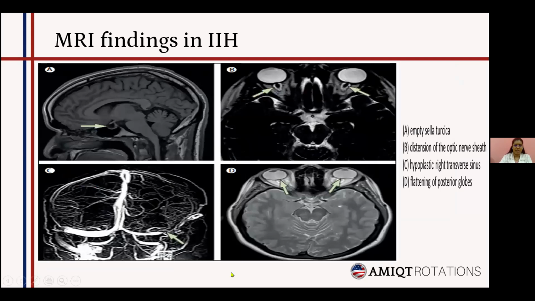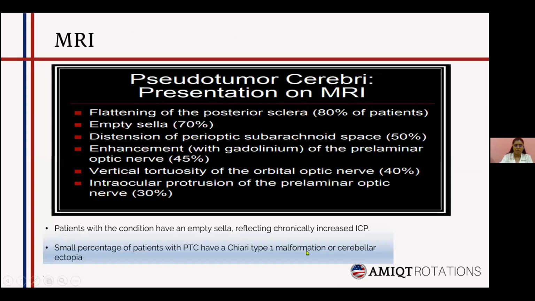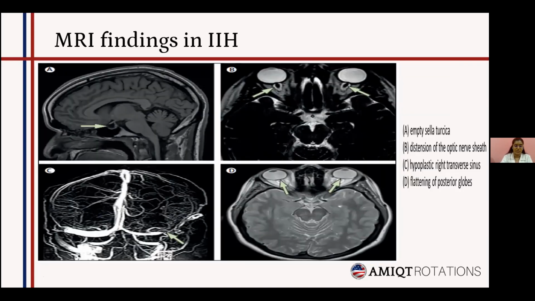In this MRI, we can see the findings like in image A, we can find an empty sella here, and in image B, we can see the distension of the optic nerve sheath, and C shows the hypoplastic right transverse sinus, and in D, we can see the flattening of the posterior globe. Whenever we see an empty sella, it always suggests that there has been a chronically raised intracranial pressure in this patient. Some of the patients also have Chiari type 1 malformations or cerebellar ectopia associated with this.